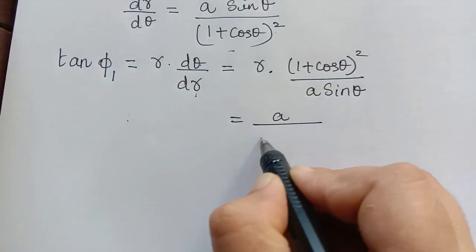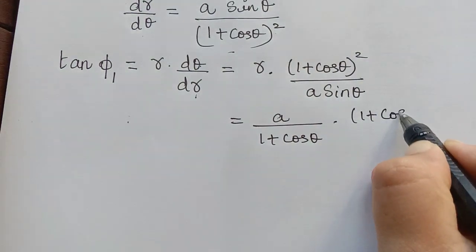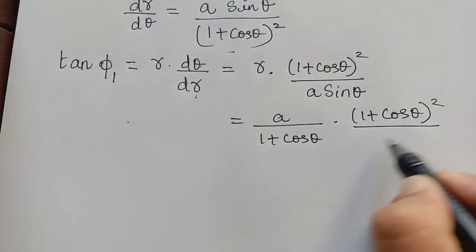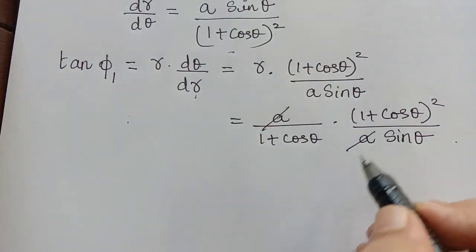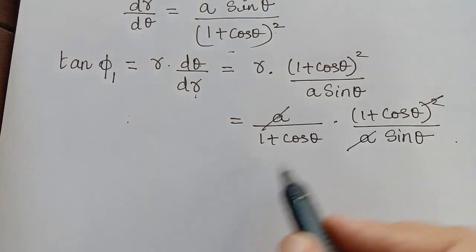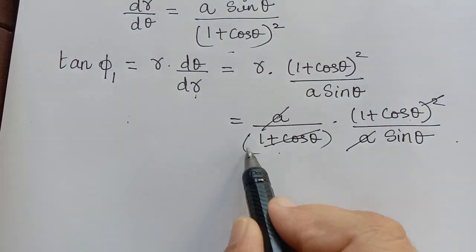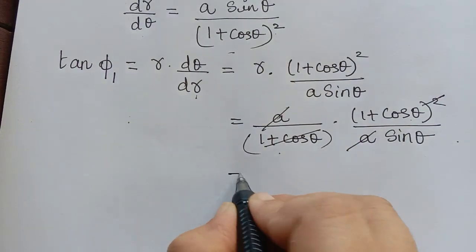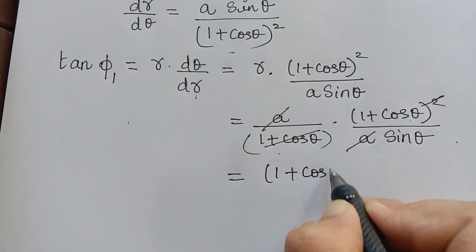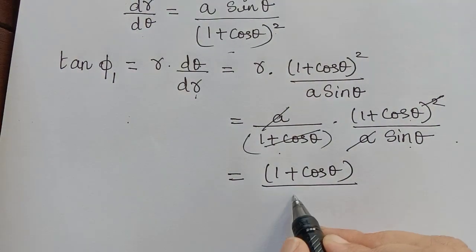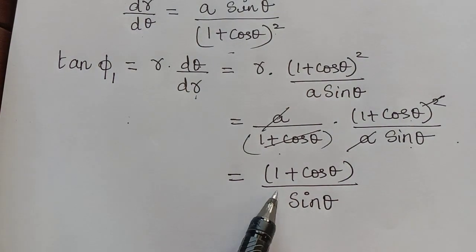So a divided by 1 plus cos theta multiplied with 1 plus cos theta the whole square divided by a sin theta. Now if you see, this a and a can be cancelled, and one of the 1 plus cos theta in the numerator and the 1 plus cos theta in the denominator can be cancelled, and we will be left with 1 plus cos theta divided by sin theta. So therefore tan phi 1 is equal to this.